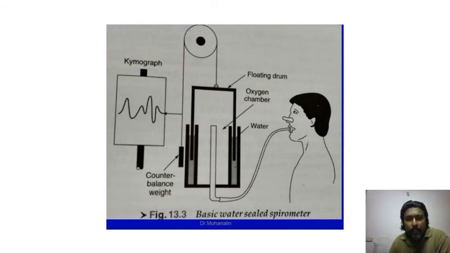While inhaling, the floating drum which has been connected to the oxygen chamber will move upwards with respect to the breathing, inhaling or else exhaling. How deeply he is exhaling, how deeply he is inspiring, these things will be reflected on the kymograph, because there is a counterbalance weight, you can see that, hanging on the pulley. As soon as the patient inhales or exhales, there will be a movement in the counterbalance weight, and based on the amount of expiration as well as inspiration, you will get a graph in the kymograph. It's a very simple process.